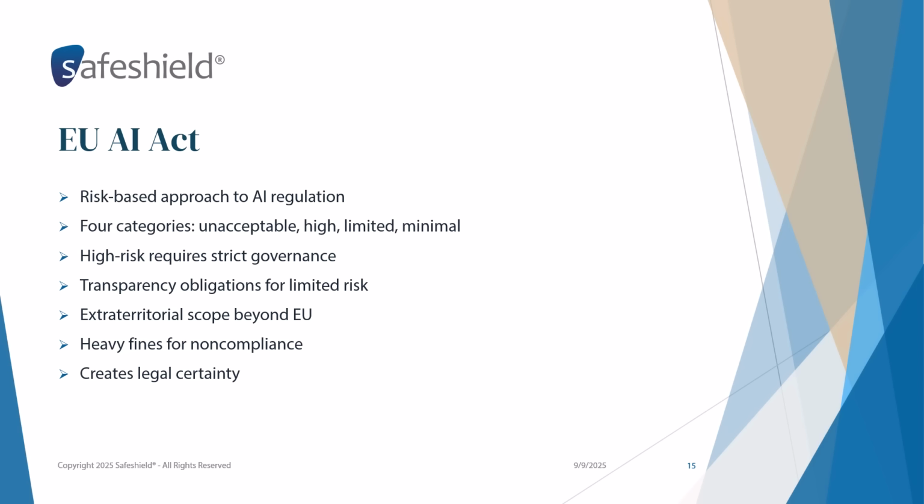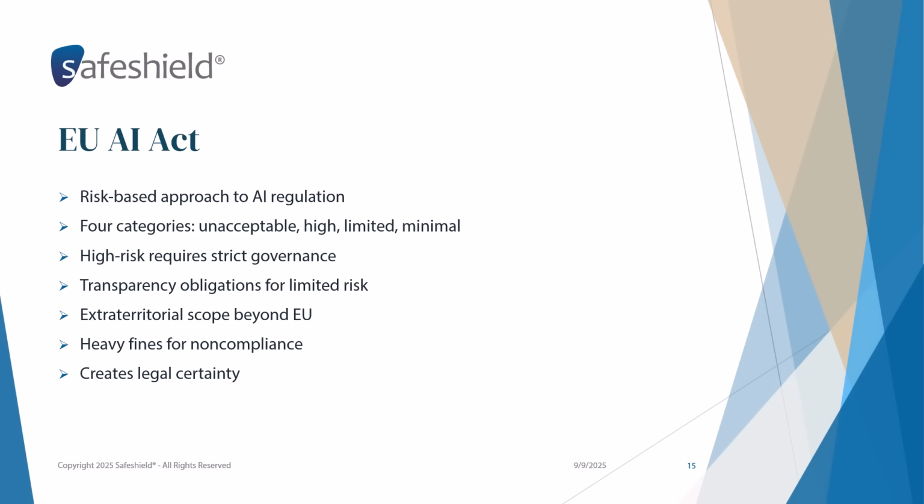The Act categorizes AI systems into 4 risk levels: unacceptable risk, high risk, limited risk, and minimal risk. Unacceptable risk AI systems, such as social scoring or manipulative AI, are banned outright. High-risk systems, including AI used in critical infrastructure, employment, credit, or law enforcement, are subject to strict requirements such as risk assessments, transparency obligations, human oversight, and documentation.